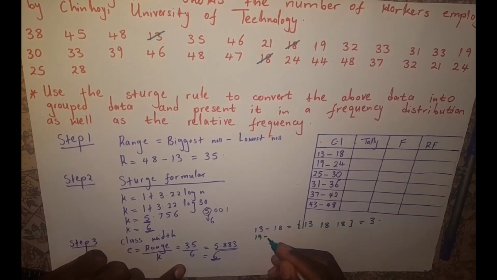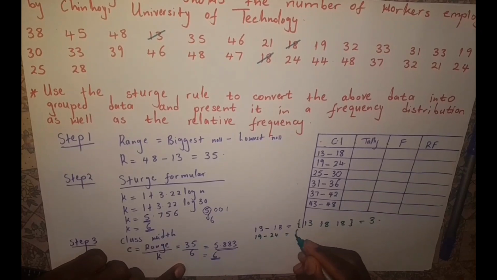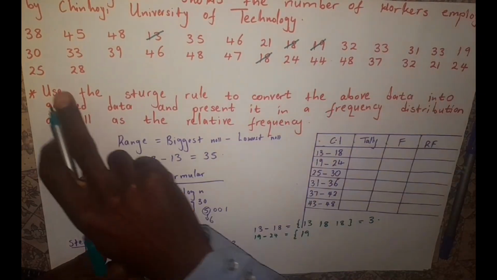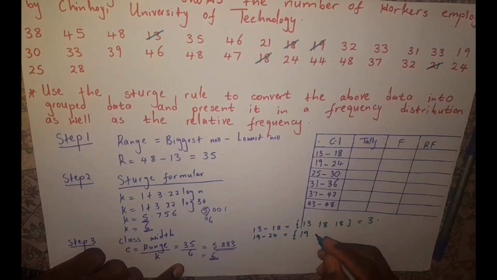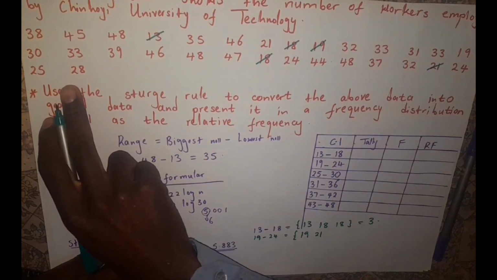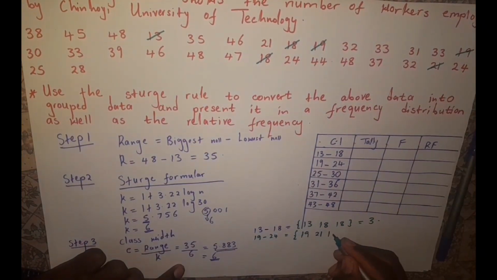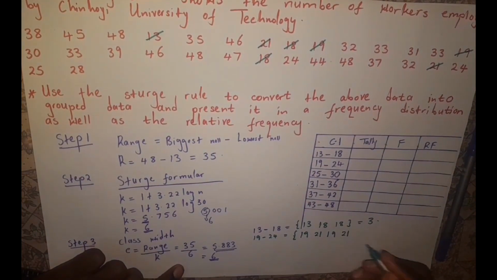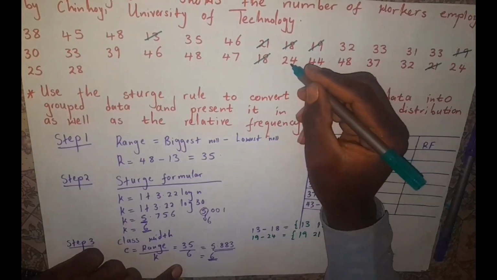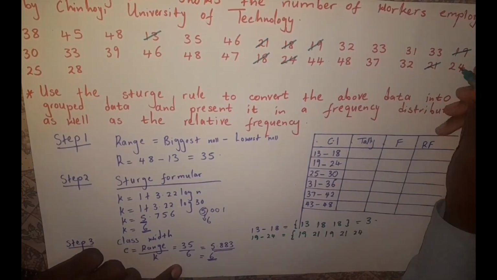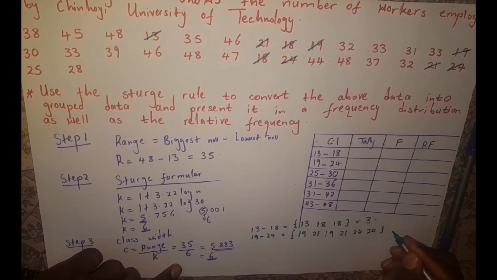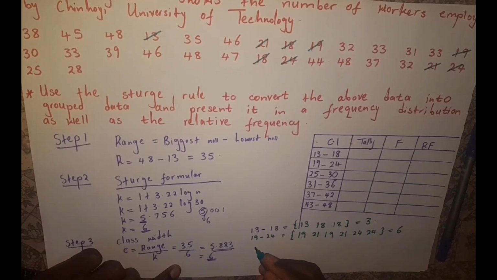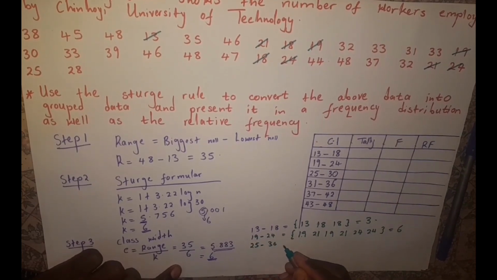Then 19, in the range of 19 to 24. Which numbers are we having? We're having 19. And then after 19, we're having 21. And then we are also having 19. And then we're also having 21. And which one? We're having 24. And this 24. And then now we count these data points: 1, 2, 3, 4, 5, 6. So our frequency is 6.